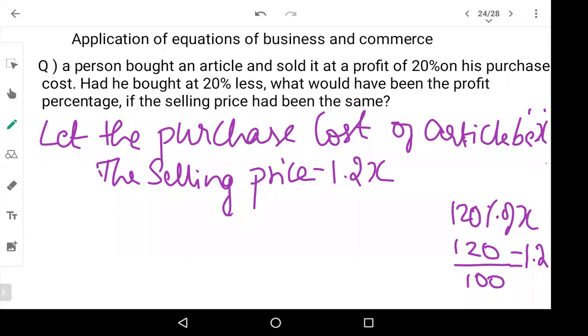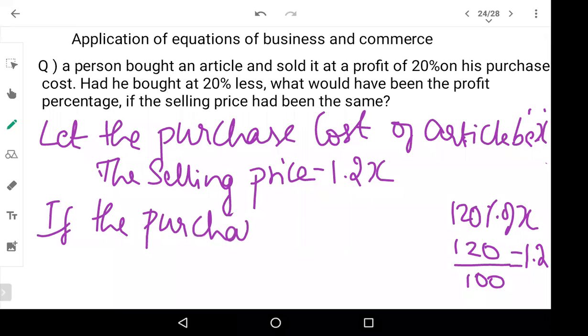Okay, next. Firstly, before going to the next derivation, any doubts until the first two derivations? Purchase cost and the selling price? Understood, or any more doubts is there? No doubts. Okay. Now let us go to the next derivation. If the purchase cost is 80%. Now what are they trying to say?